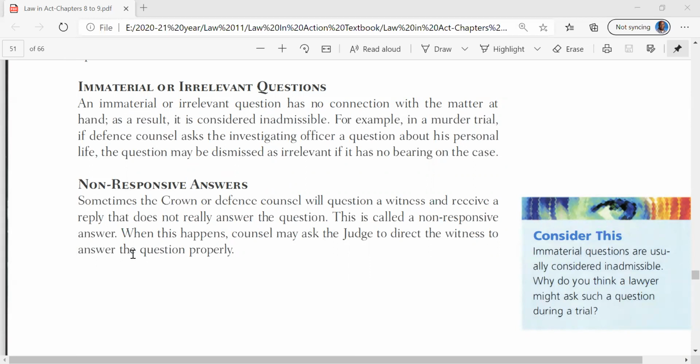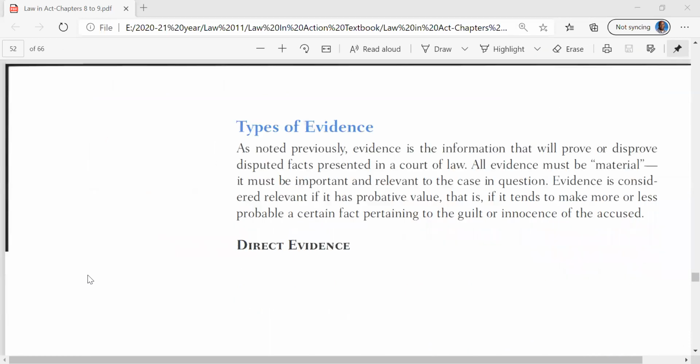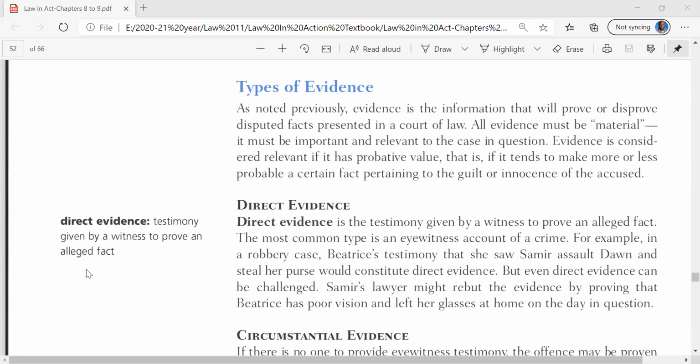Now, responsive answers. Sometimes the Crown or defense counsel will question a witness and receive a reply that does not really answer the question. It's called non-responsive. When this happens, the counsel may ask the judge to direct the witness to answer the question properly. So, I ask you a question, you don't answer it. I go, Your Honor, they're not answering the question. The judge goes, answer the question. Right? You can't just say, I don't know. You can't mumble. If you do that, you're held in contempt of court, and you're held until you give an answer. Which means the judge can say, well, I'm going to put you in jail until you answer the question.